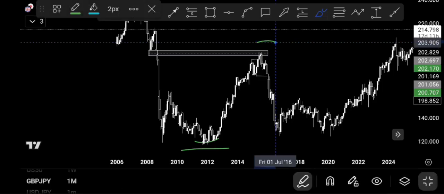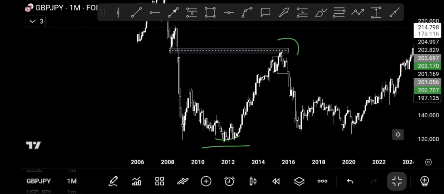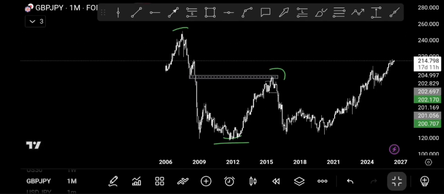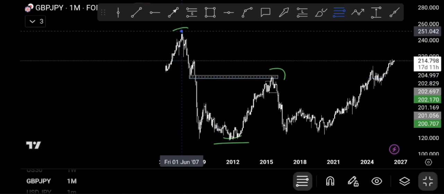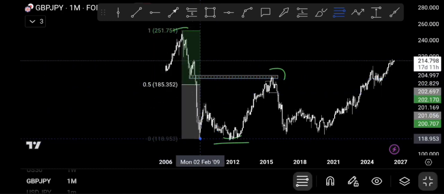to this swing high here is now called what? Our new range. You understand? It's now called our new range. This is our structural range before. This was our range between this swing high and this swing low here.